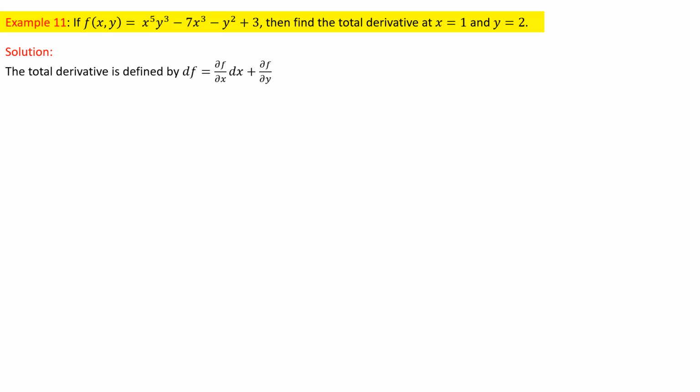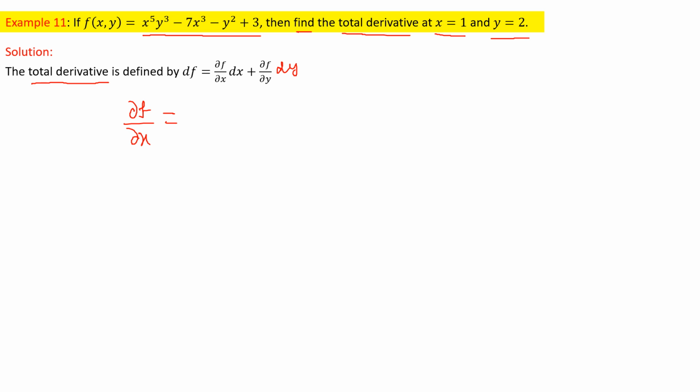Question number 1. We are given a function f of x comma y equal to x power 5 y power 3 minus 7x power 3 minus y power 2 plus 3. We have to find the total derivative at the point x equal to 1 and y equal to 2. We know that the total derivative of the function f is given by df equal to dou f by dou x into dx plus dou f by dou y into dy. So let me calculate dou f by dou x. What do you mean by dou f by dou x? Differentiate the function f partially with respect to the variable x.